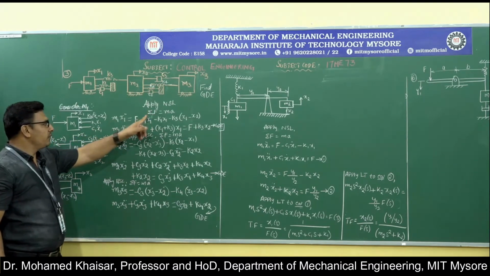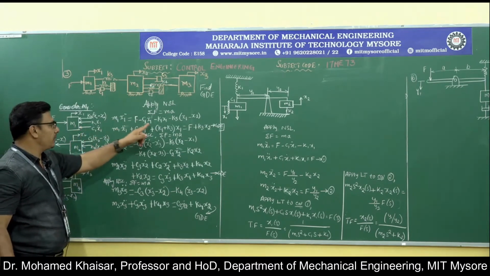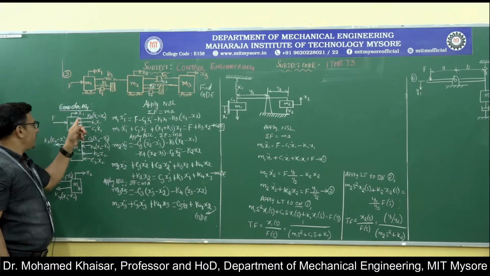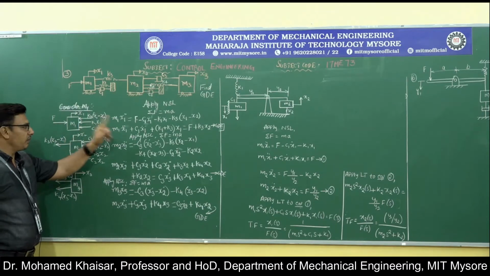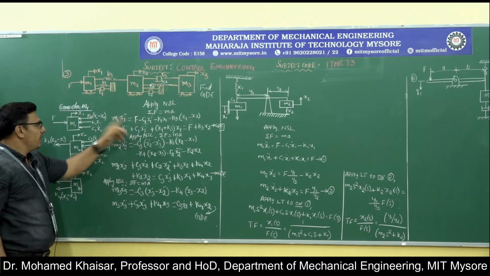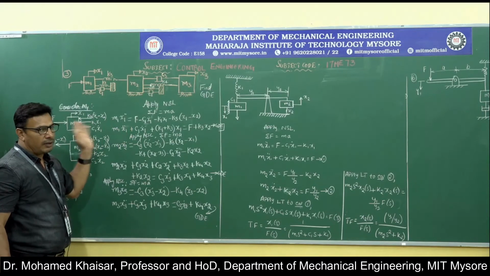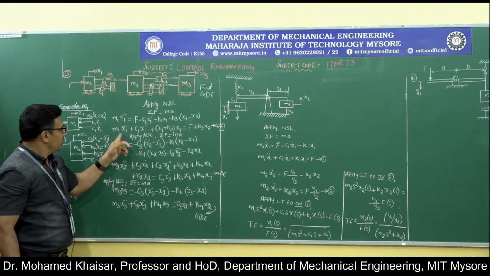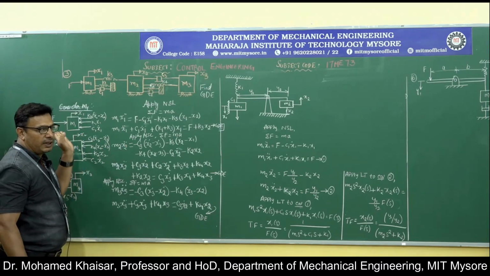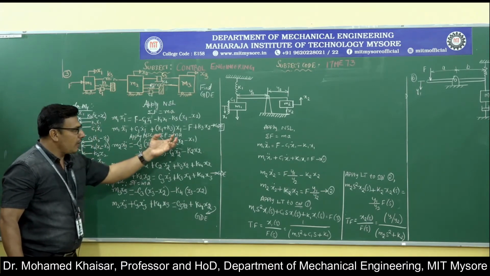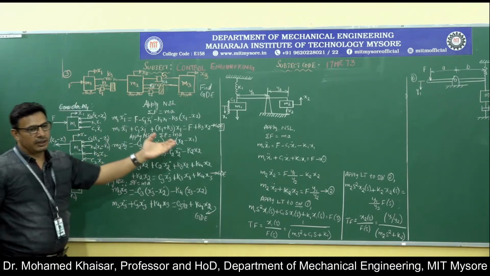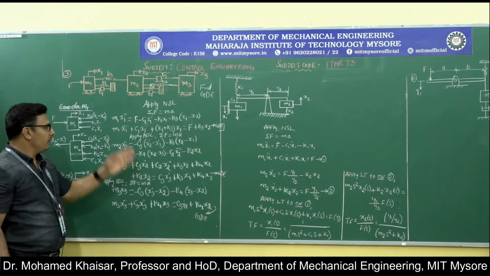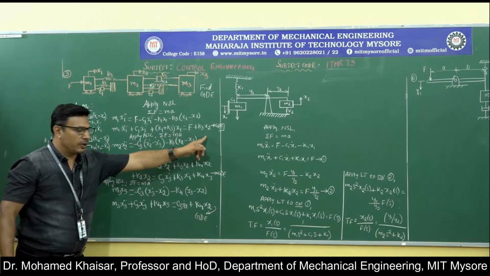Then we applied Newton's second law for each of the functional block diagrams. Then we retained all the forces which are in the direction of the displacement on one side with the positive sign, and the rest, the opposite forces, with the negative sign. If it is m1 with the displacement x1, then we brought all x1 terms on one side and retained the rest of the terms on the other side. That is the governing differential equation for mass m1.